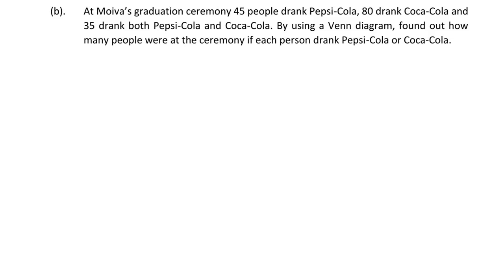Okay, so this is the set problem. We have been given that people who drank both drinks are 35. People who drank Pepsi Cola only are going to be 45 minus 35, which after solving equals 10. And people who drink Coca-Cola only are going to be 80 minus 35, which after solving is 45. Okay, so now let us represent this information in our Venn diagram.